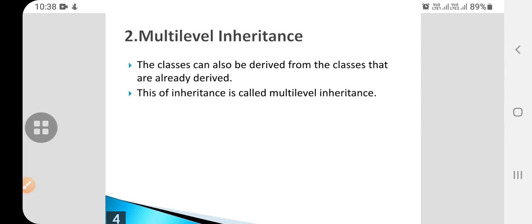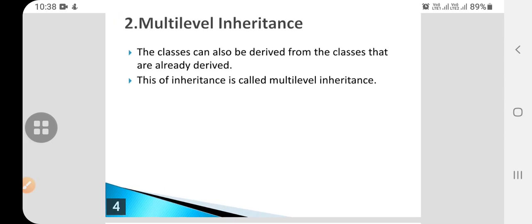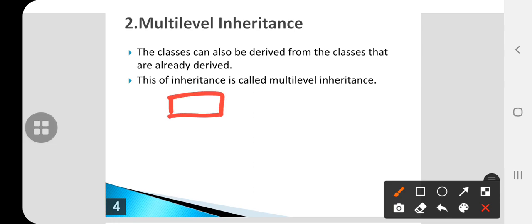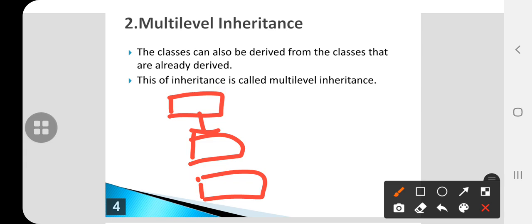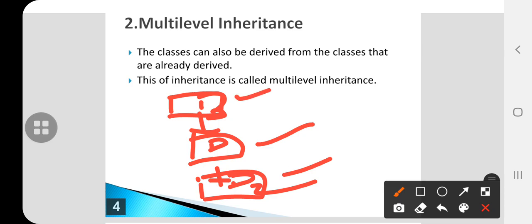As the name itself indicates, it is multi-level inheritance. Here in multi-level inheritance, there can be 2 subclasses. I will show the diagram for this. The diagram goes like this. Here this is called the base class. Here it is derived class 1, derived class 2. Derived classes can be 2 but the base class is 1.